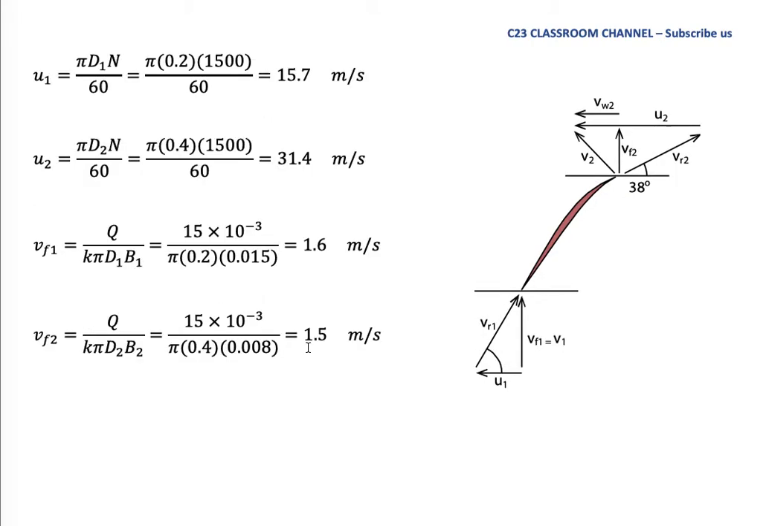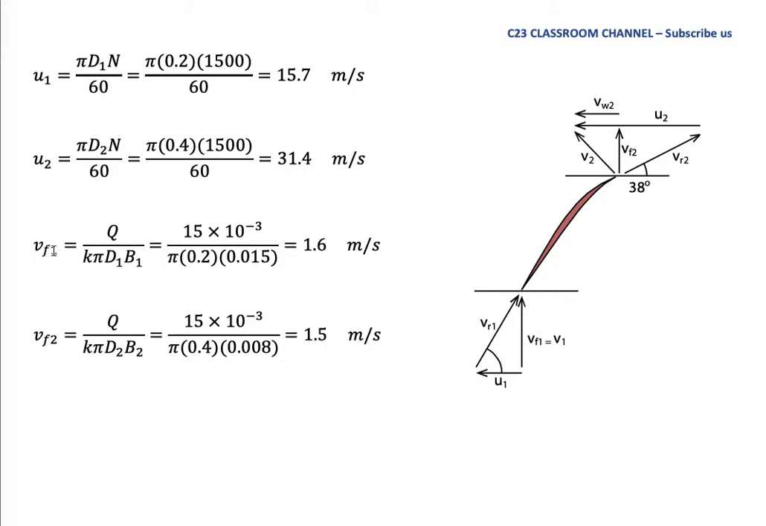Then we could calculate U and Vf by using the equations. These are the only two parameters that can be calculated by using fixed equations. We could calculate U1 by using pi d1 N over 60, and U2 by pi d2 N over 60. We substitute the values, and we get U1 is 15.7 meter per second and U2 is 31.4 meter per second.